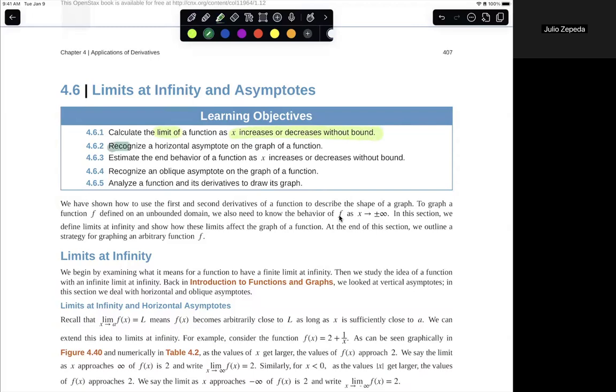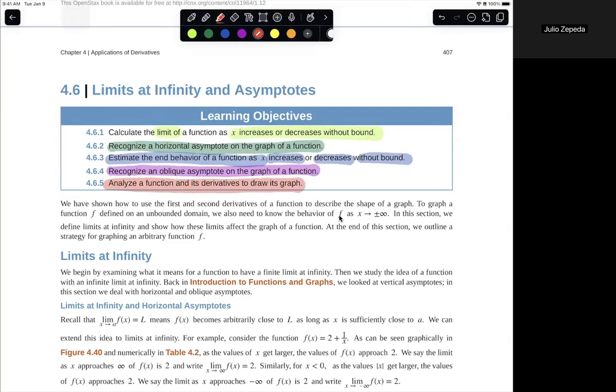Recognize a horizontal asymptote on the graph of a function. Estimate the end behavior of a function as x increases or decreases without bound. And recognize an oblique asymptote on the graph of a function. We won't really spend too much time on that one, maybe in the second part of this video. And then finally, also analyze a function and its derivatives to draw its graph.